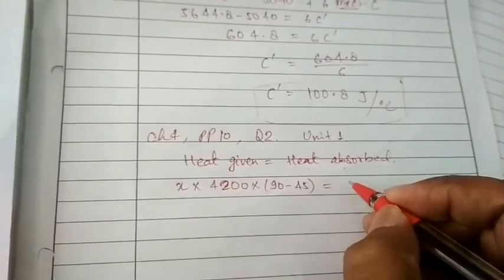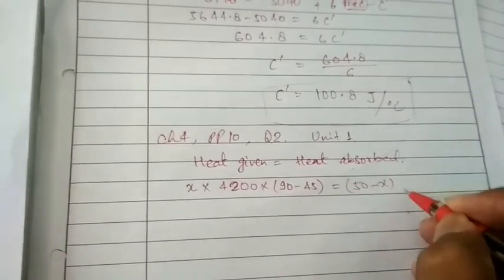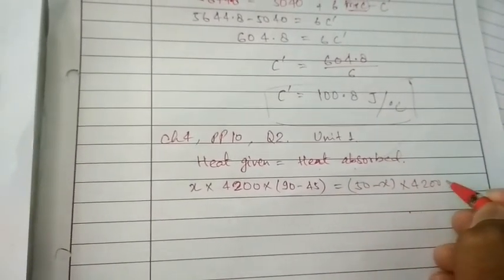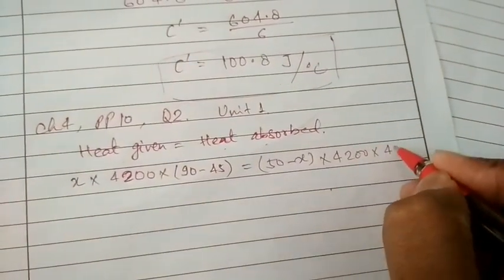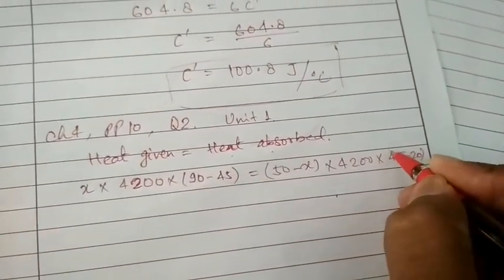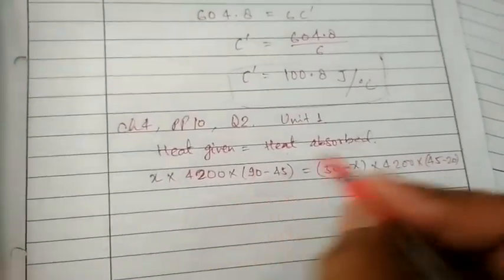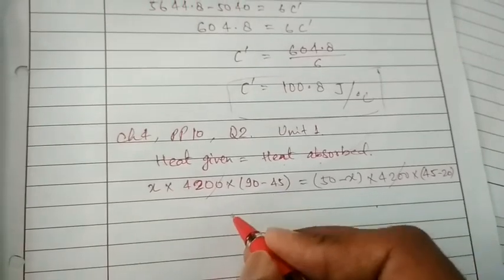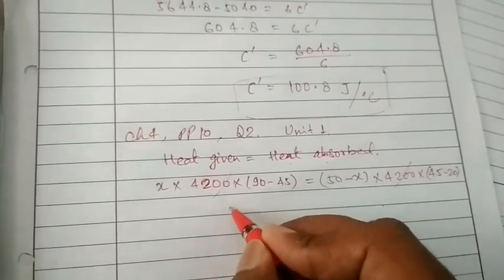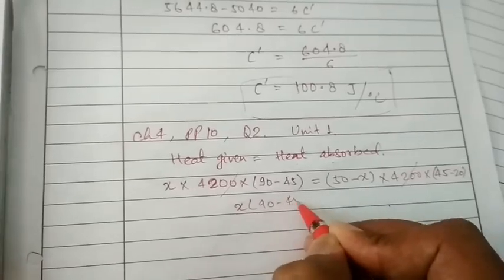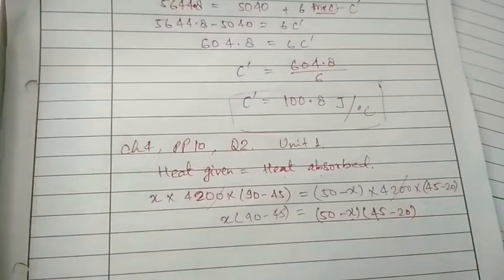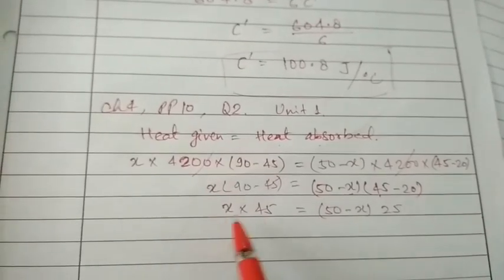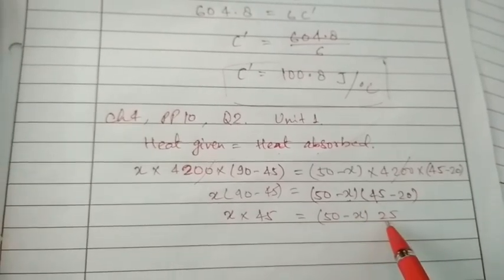Second, heat absorbed by cold water, how much? 50 minus x multiplied by the same specific heat capacity into the rise of the cold water, from 20 to 45. So this will be 45 minus 20. Never write a negative sign for temperature. Okay. So this 4200 and this 4200 will cancel. What remains? x into 90 minus 45 is equal to 50 minus x into 45 minus 20. This is the remaining. So 90 minus 45 gives 45, and 45 minus 20 gives 25.